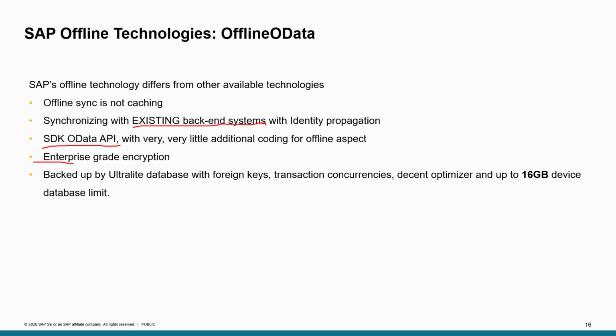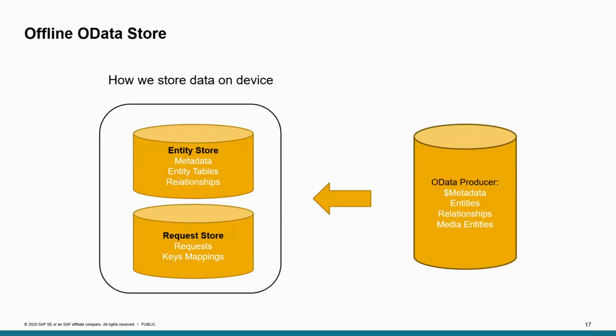And also we offer this enterprise-grade encryption on device. It's often a mandatory feature if you are working on an enterprise app. And it's all backed up by our Ultralight database, which has a lot of very good features, including a decent optimizer, and it can store up to 16 gigabytes of data. So it's a very powerful device database.